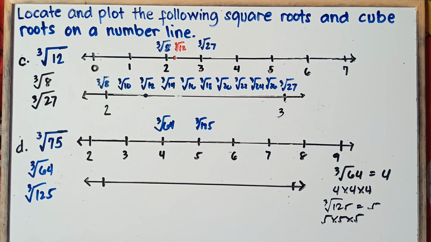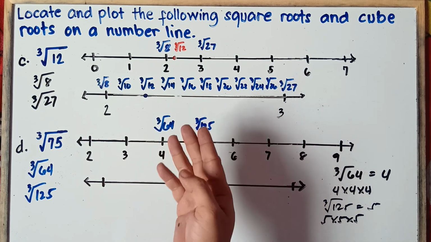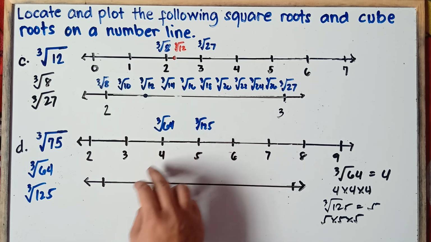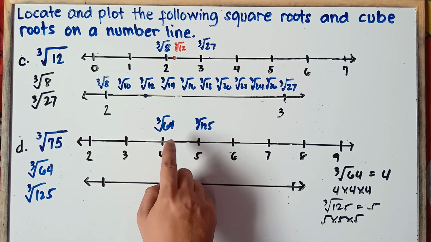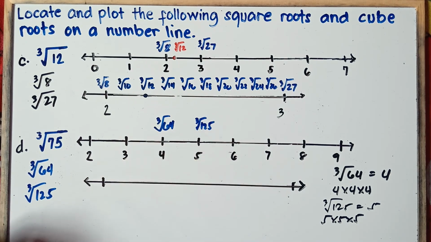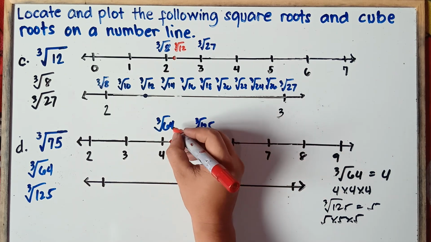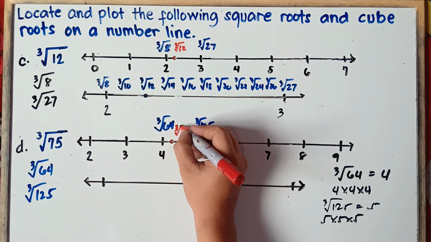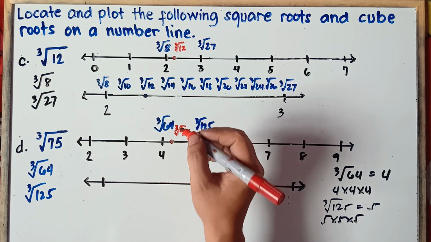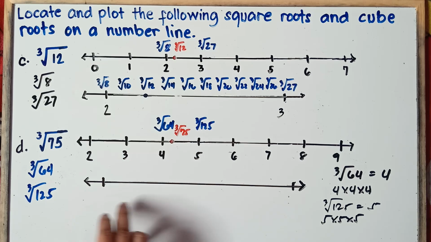Of course, we know that cube root of 75 is near cube root of 64. So you can actually answer this one directly, class, without doing this one, just simply estimate. You know that cube root of 75 is near cube root of 64. So we can say that this one right here, near to 4, is cube root of 75. So that would be your answer, class, for letter D. That's how you answer this one, class. Simply estimate.